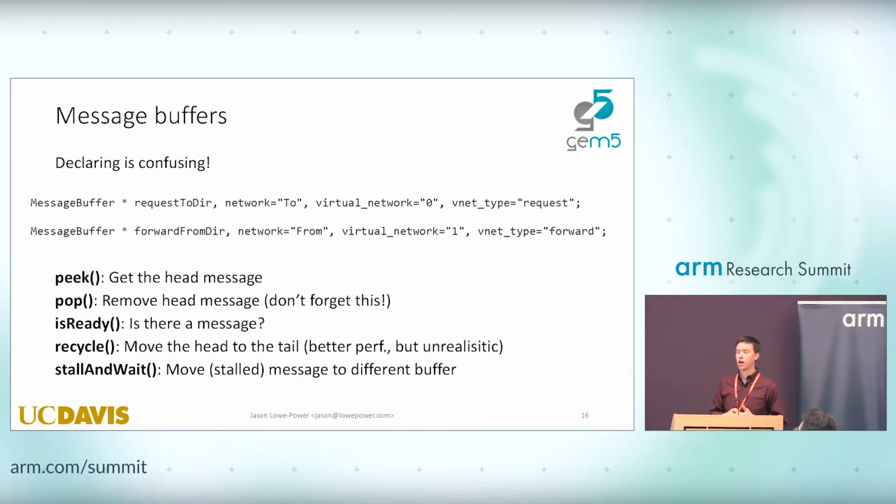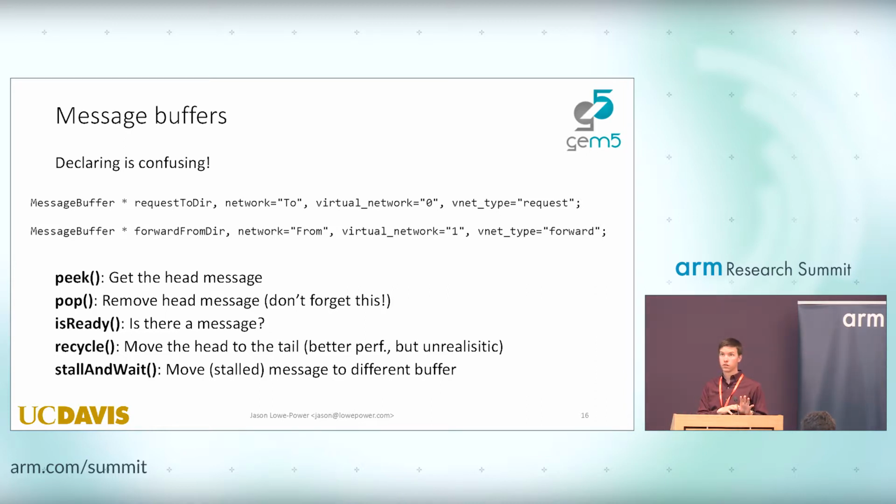Next is the message buffers. I have to admit these are really confusing, especially coming from normal gem5 land. You have two message buffers, to and from message buffers, instead of master ports and slave ports. And there's a bunch of different functions you can perform on these message buffers. The bottom two are particularly important. These are used whenever you have a new message that comes in that you need to stall. So say your protocol can't deal with that message currently. These are two functions that you can use to try to increase the performance of your protocol by either recycling the message and putting it on the tail of the message buffer, or moving it off into a different buffer to process later.